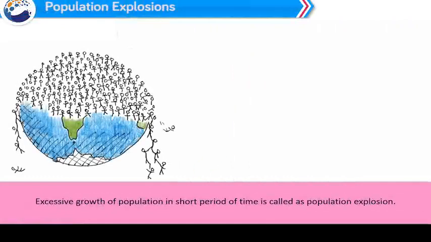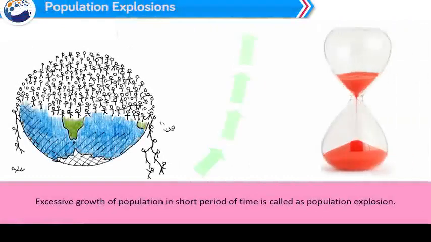Population explosions. Excessive growth of population in short period of time is called as population explosion. Various problems such as unemployment, decreased per capita income, and increasing loan, stress on natural resources, etc. can occur due to overpopulation. There's only one solution for this, which is population control. Population control can be exhibited by family planning.